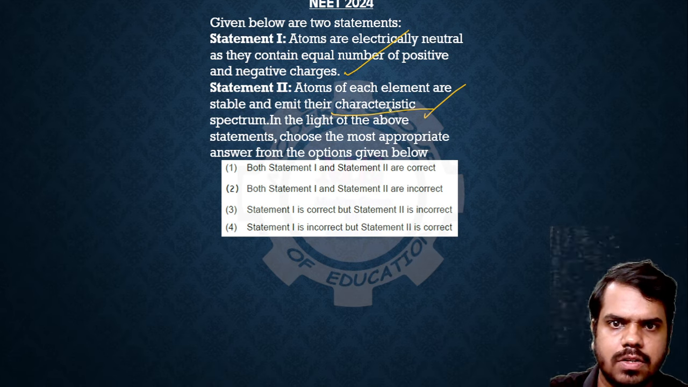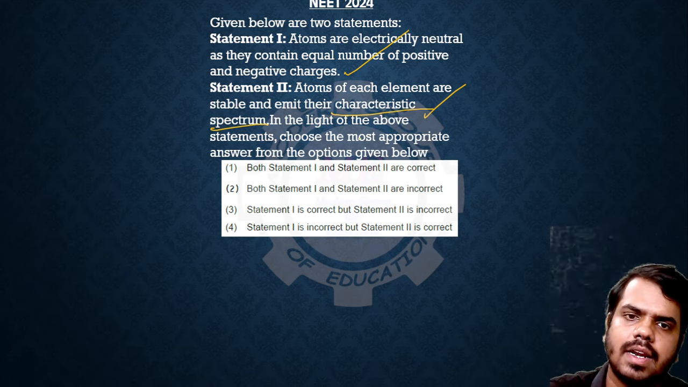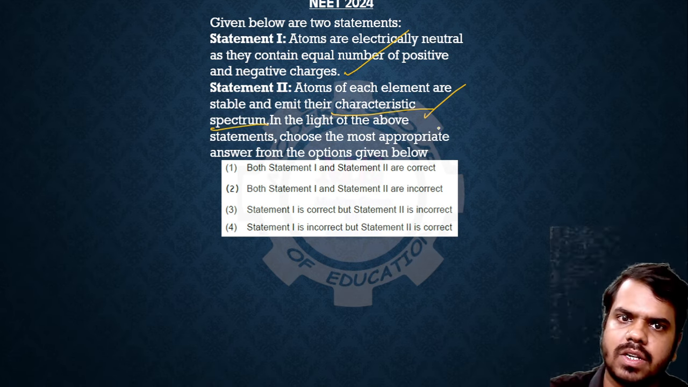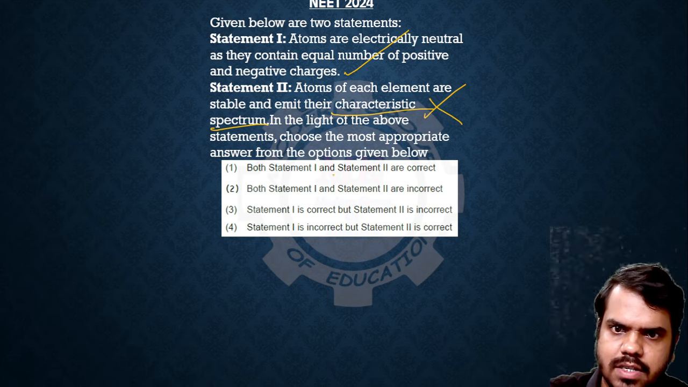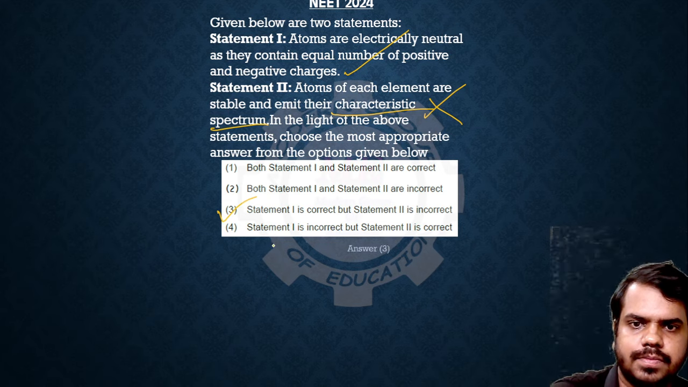And the atoms of each element are stable and emit the characteristic spectrum. It is not okay, because they can emit the absorption spectrum and emission spectrum. So this is incorrect. Statement 2 is incorrect. Statement 1 is correct. That means option 3 is correct.